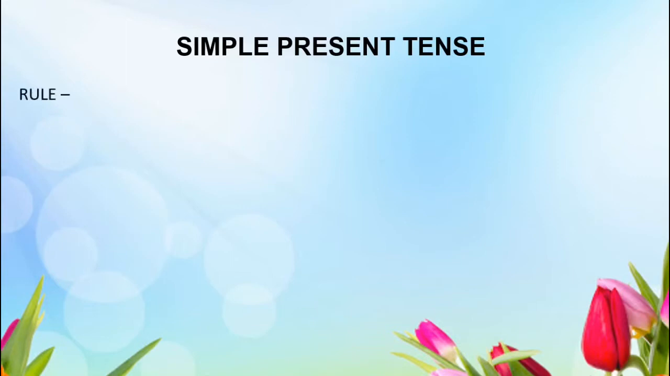The rule of writing a sentence in simple present tense is subject plus first form of the verb plus s or es plus the object. Repeat with me. Subject plus first form of the verb plus s or es plus the object. Let's see a few examples.